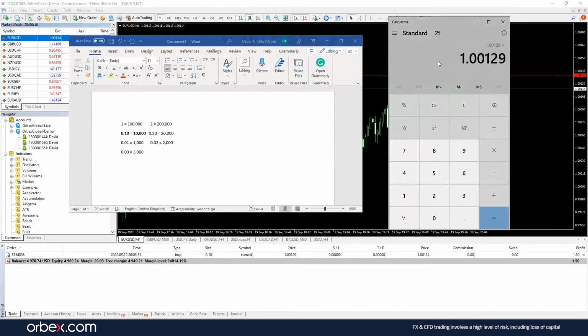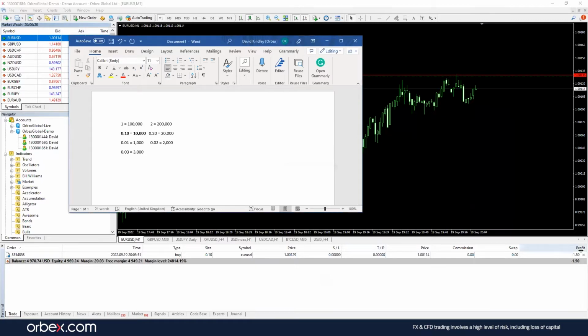Then we're going to multiply this by 10,000 and then divide by the leverage. So 500. So it's $20.02. And here it's $20.03, but as you can see, it's rounded up to 3 cents here because the next digit is 5 or above.